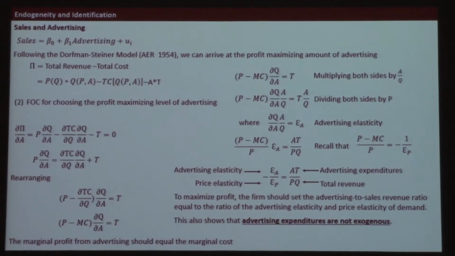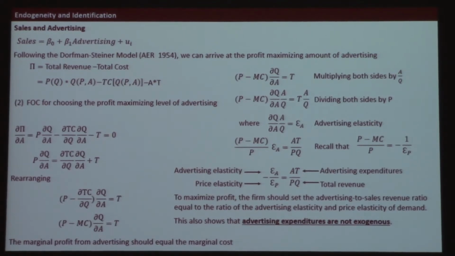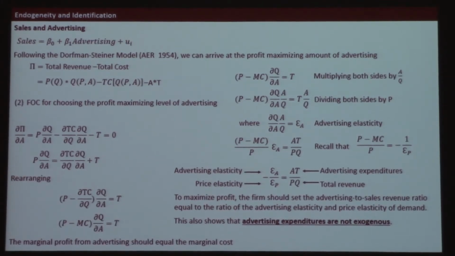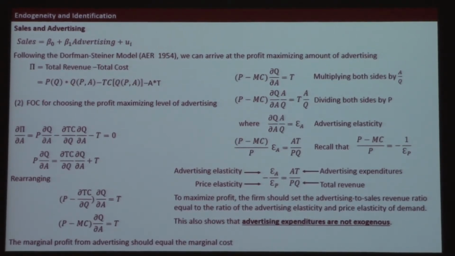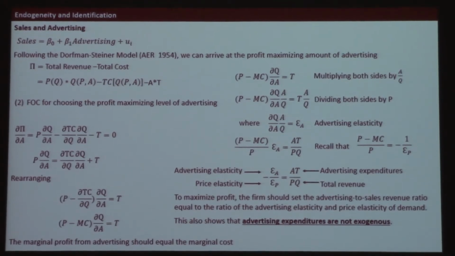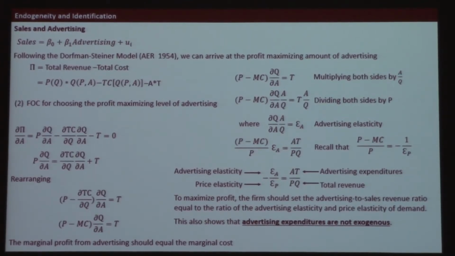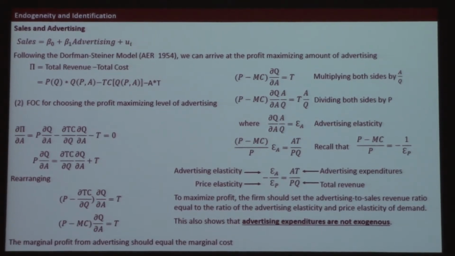right? So advertising expenditures is A times T, which is advertising times the cost of advertising. It should be P times total revenue, P times Q. In other words, optimal advertising should be some ratio of total revenue. In other words, advertising isn't strictly exogenous. There's a rule for advertising, and this is the rule that you should follow. And it comes from this profit maximizing problem that we can derive using calculus and all that kind of good stuff.